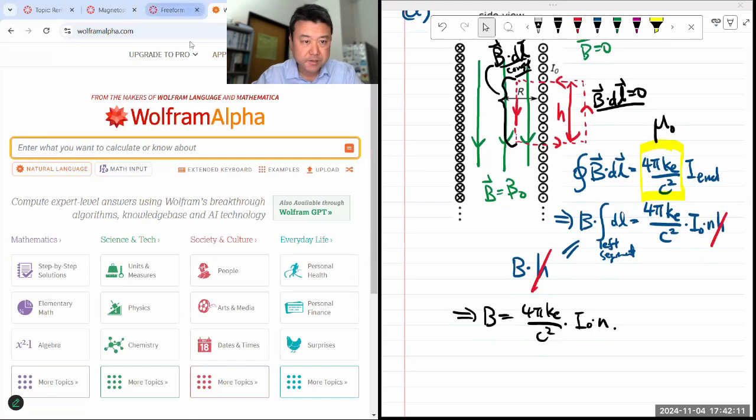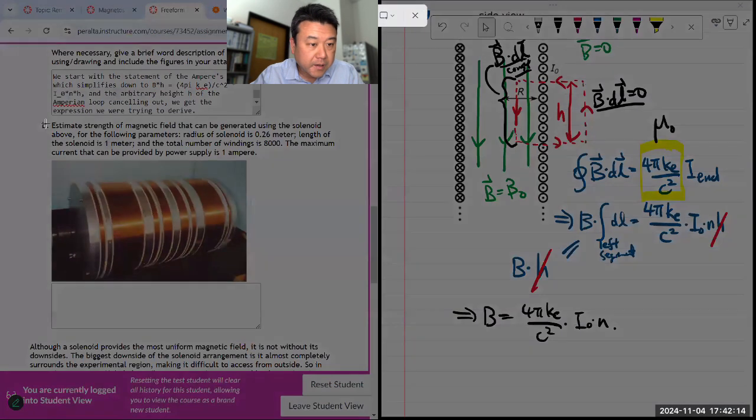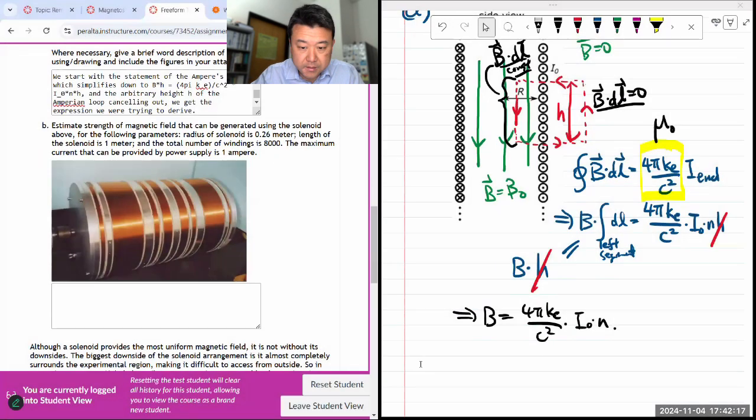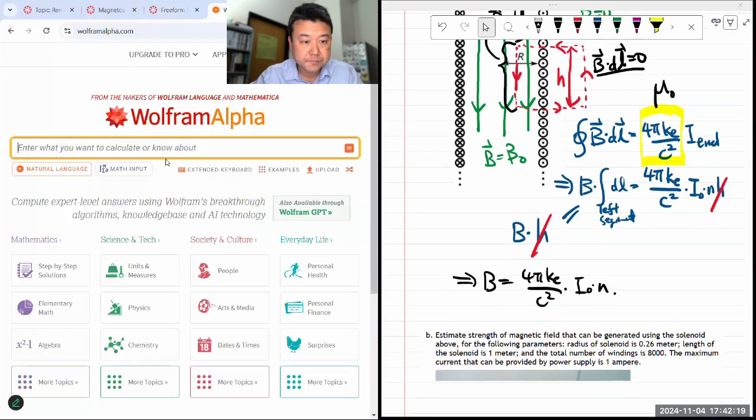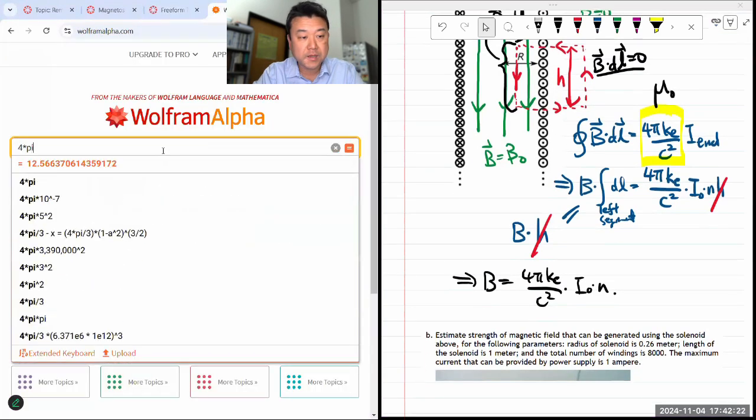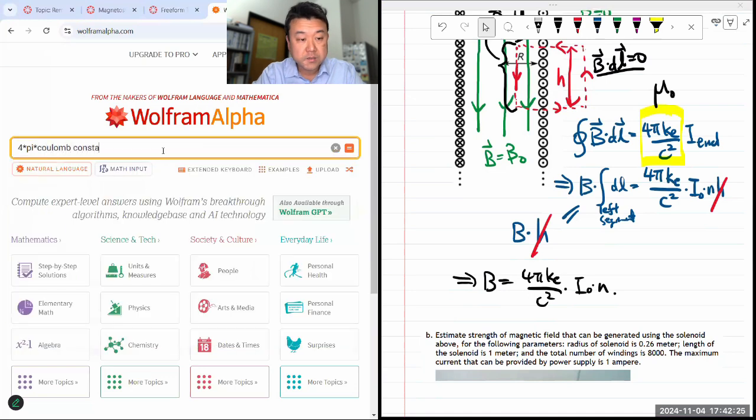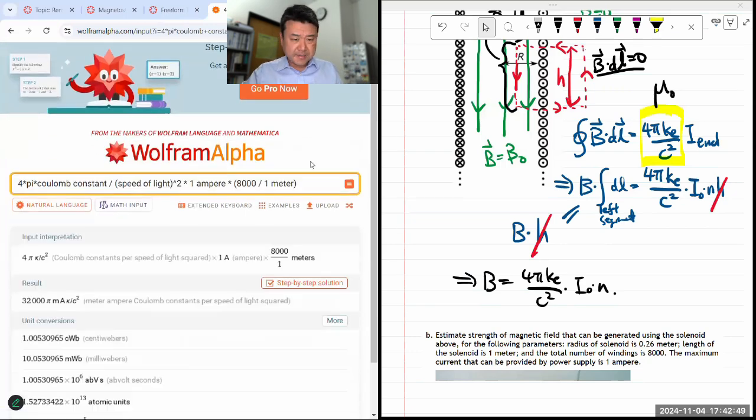Yeah, I got the formula written here. If I copy and paste it here, that'll make it a little bit easier for the formula typing process. 4 times pi times Coulomb constant divided by speed of light squared, times current 1 ampere, times the loop density. So radius I don't care, length I do care. So it should be 800 windings divided by 1 meter. This should give me an answer in Tesla.